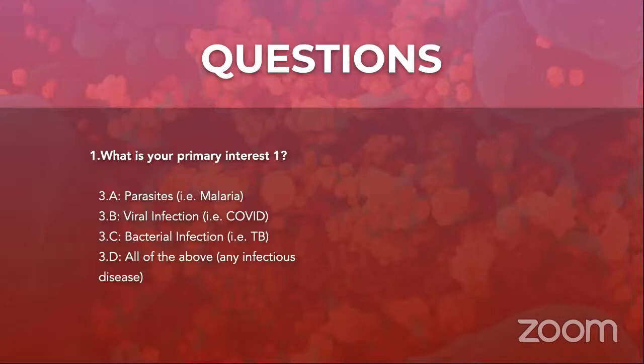Number 1, what is your primary interest in terms of your research? Because many of you answered that you're interested in research. So 3A, parasites like malaria, for example. 3B, viral infection like COVID. 3C, bacterial infection like tuberculosis. 3D, all of the above or any infectious disease. So you're really disease agnostic. Okay, so please, yes, make sure you answer with the right 3, okay? 3D, 3C, okay, so a variety of different interests, thank you.